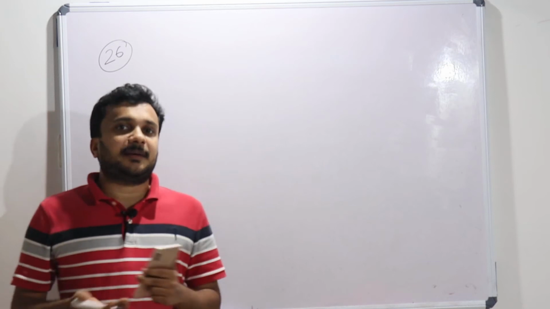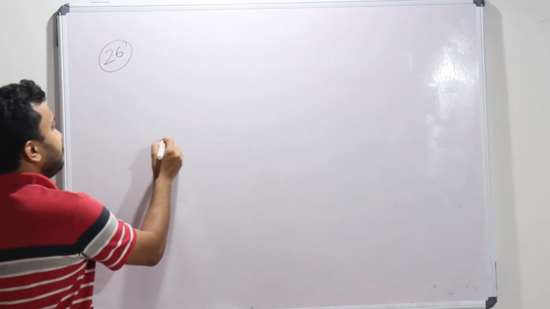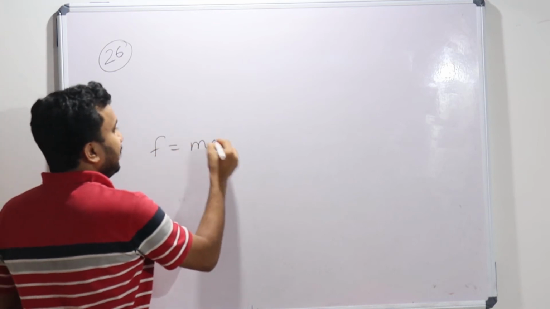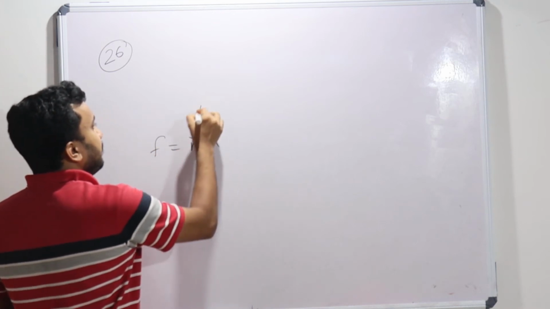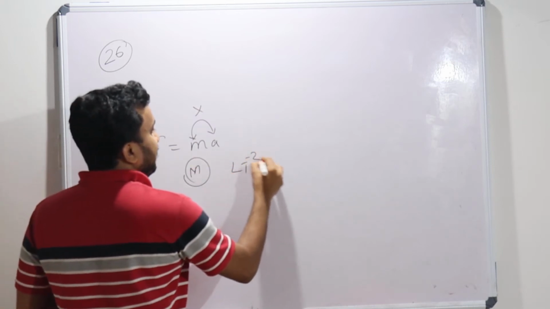If they have different dimension formulas, then we can multiply and divide. I will tell you one example. F is equal to ma. Here what operation is coming? Multiplication. The dimension formula of mass is M, and the dimension formula of acceleration is LT power minus 2.